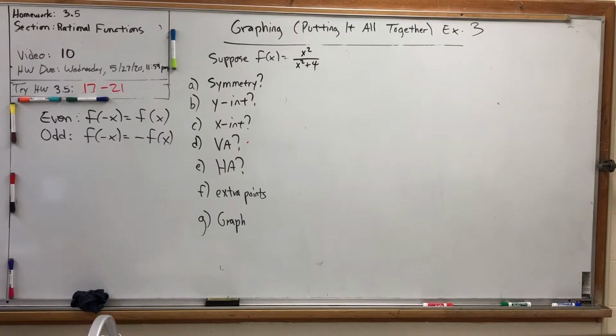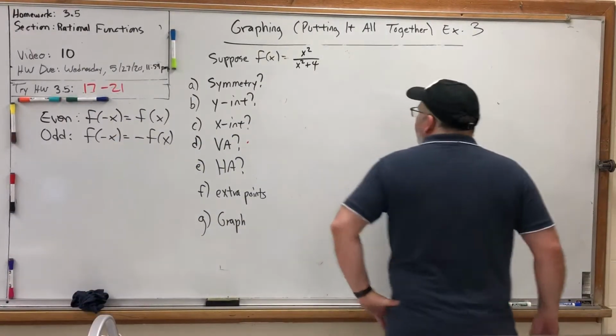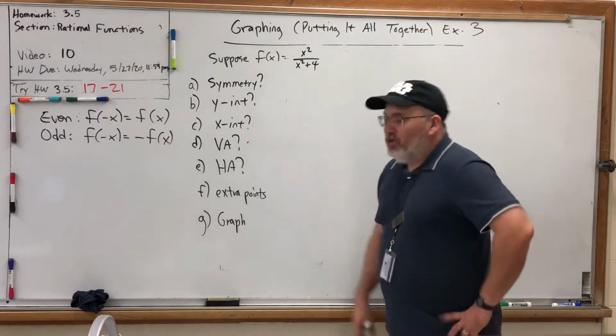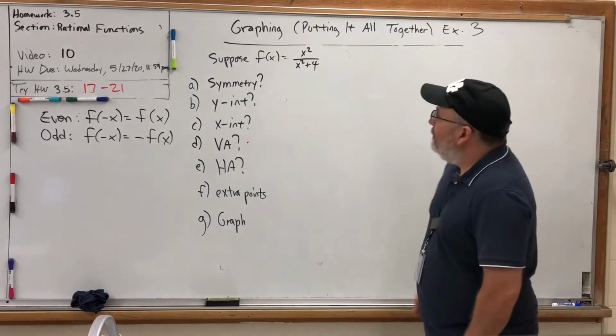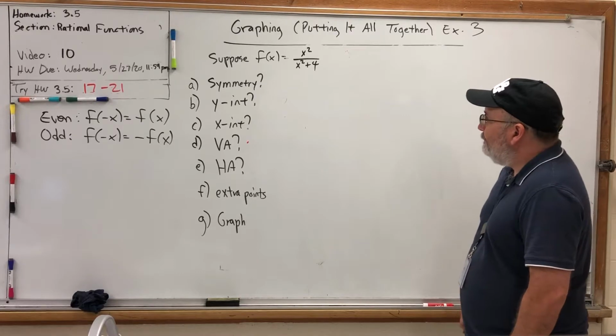This video, as the previous two and the next one, correlate to questions 17 through 21 in the homework. So let's do a third example. And this is one we actually saw earlier, and I said we would graph f of x equals x squared over x squared plus 4.